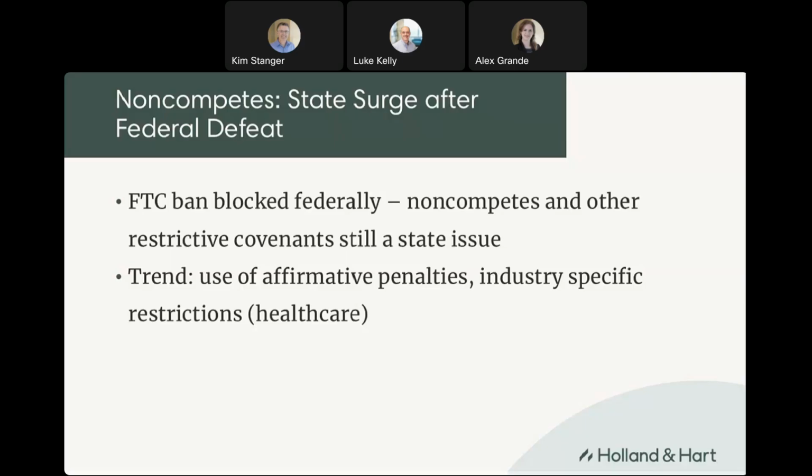And now we're seeing the use of affirmative penalties in Colorado as well, that says if you have your employee sign a non-compete that ultimately they should have never signed in the first place, you, the employer, can be on the hook for all kinds of things, usually something like a couple thousand dollar penalty, but also potentially attorney's fees if it was ever to be litigated. And we're seeing more industry-specific restrictions, not just for healthcare, but many that deal with healthcare.